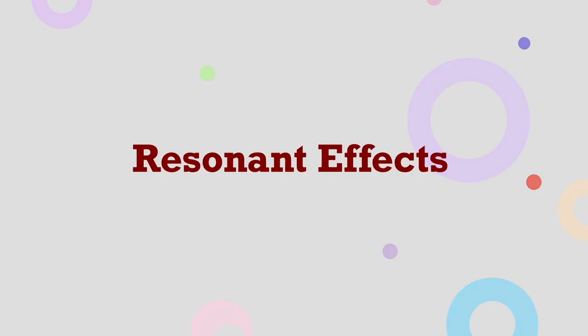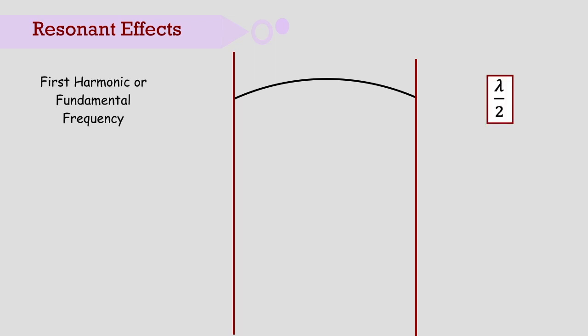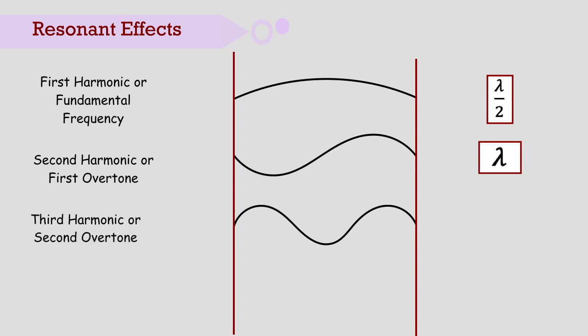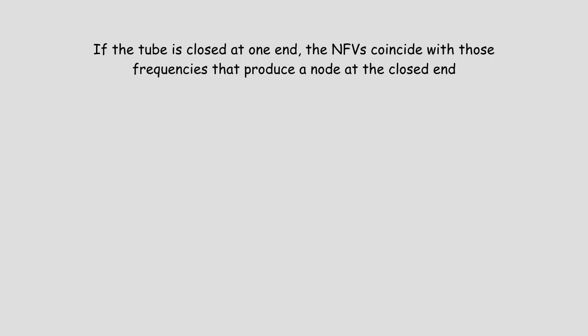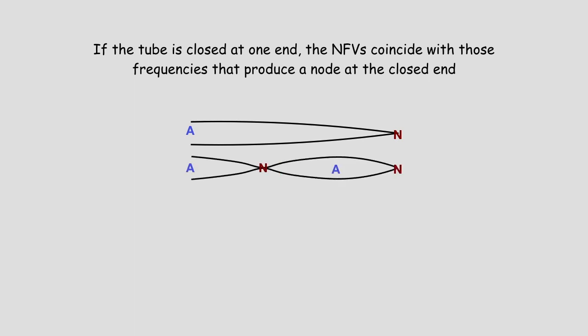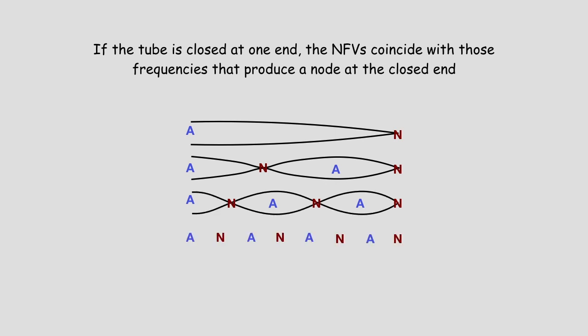Resonant effects. In a tube, if the tube length is equal to an integer multiple of the wavelength, a standing wave pattern may set up. The sound frequencies that set up standing waves within the tube are described as natural frequencies of vibration or resonant frequencies. If the tube is closed at one end, the NFVs coincide with those frequencies that produce a node at the closed end. Such tubes only generate harmonics corresponding to the odd integer multiples of the fundamental frequency. Therefore, we find that only sound frequencies which are allowed to pass down the tube correspond to its resonant frequencies, and all the others get filtered out.